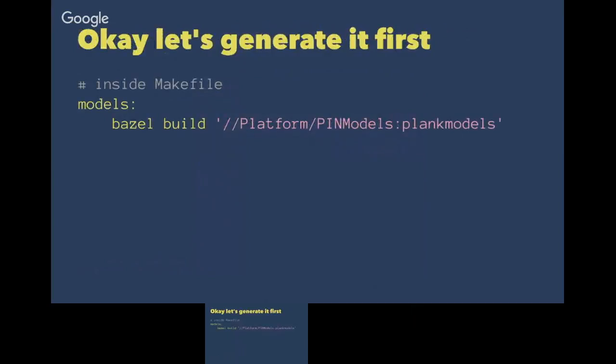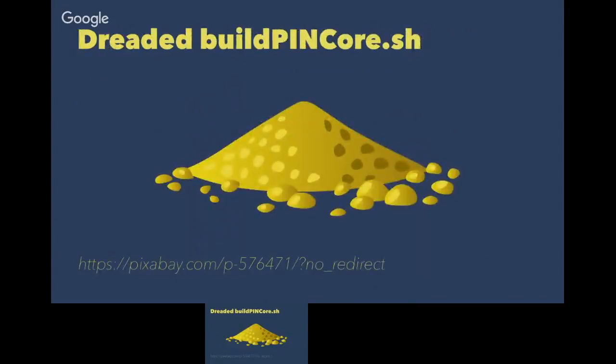So let's make a make target that just does Bazel build on all the generated code labels, and then whatever, right? So you can see what was going on here. Okay, so we're trying to incrementally adopt Bazel, and we built on top of these, what was supposed to be one line of shell became many lines in shell scripts that called shell scripts. And there's this sort of meme of build pincore.sh is this nightmare.